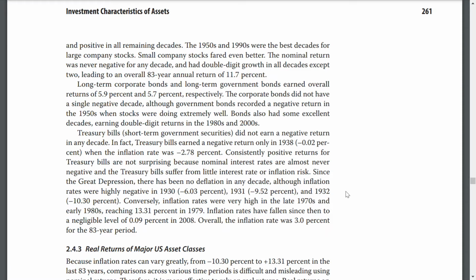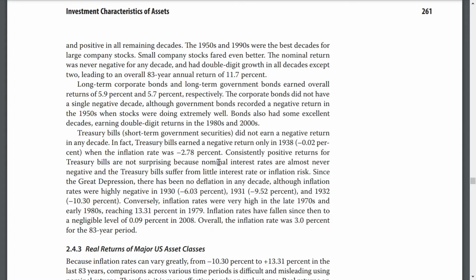Treasury bills did not earn a negative return in any decade. In fact, Treasury bills earned a negative return only in 1938, when the inflation rate was negative 2.78%. Consistently positive returns for Treasury bills are not surprising, because nominal interest rates are almost never negative, and Treasury bills suffer from little interest rate or inflation risk. Since the Great Depression, there has been no deflation in any decade, although inflation rates were highly negative in 1930, a negative 6.3%, and other years.